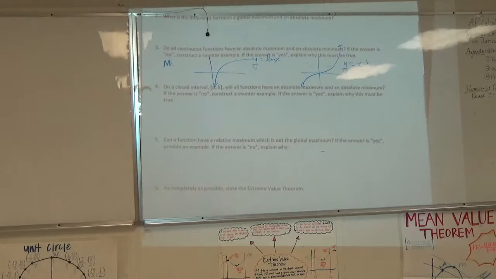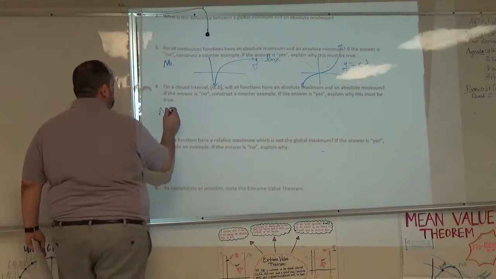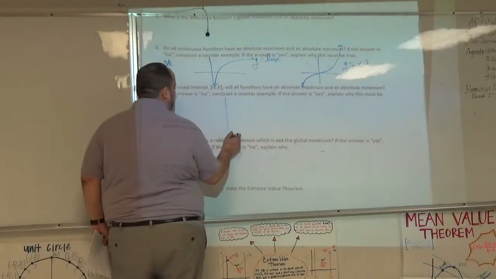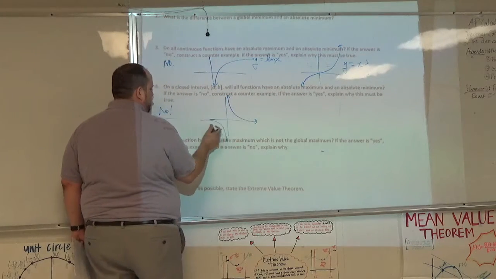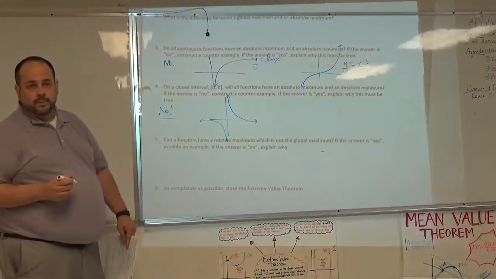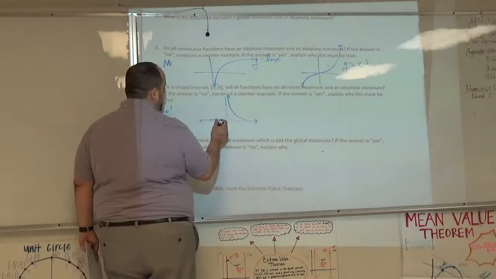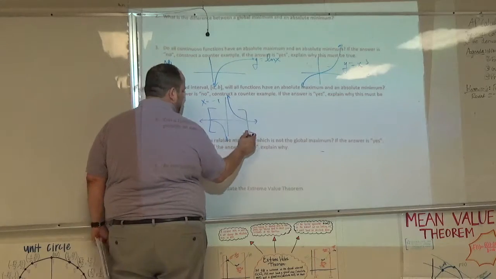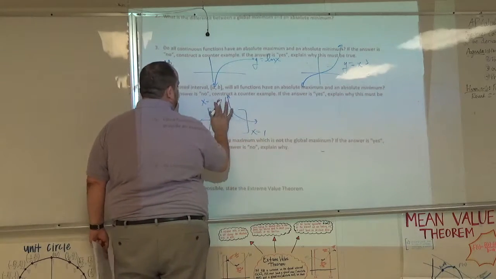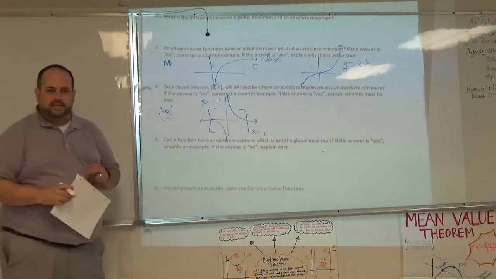Stephen, what you got for me? No, why not? Because, for example, the function 1 over x. Oh, good thinking there. Here's the graph of y equals 1 over x. Yeah? And if you use the interval of -1 and 1, okay, so here's x equals -1. Here's x equals +1.